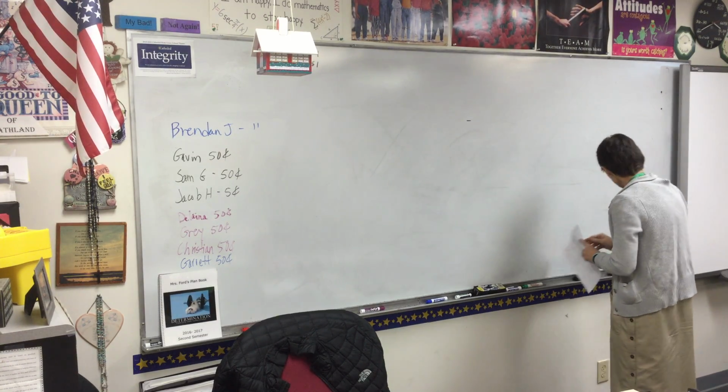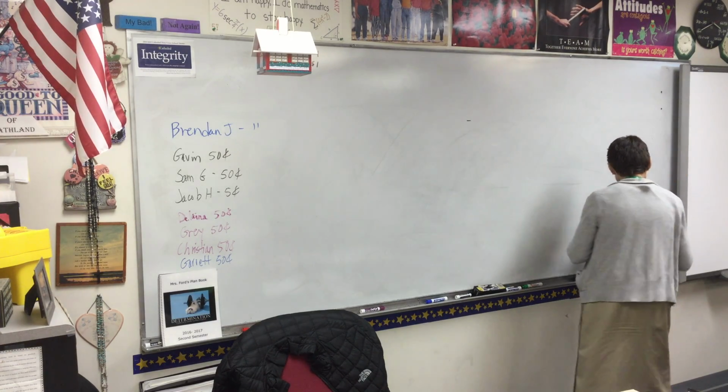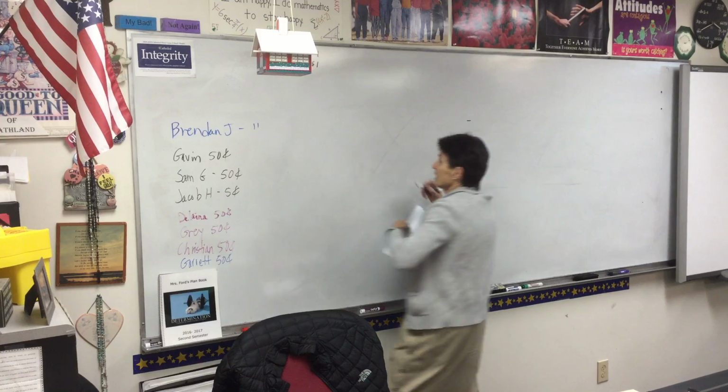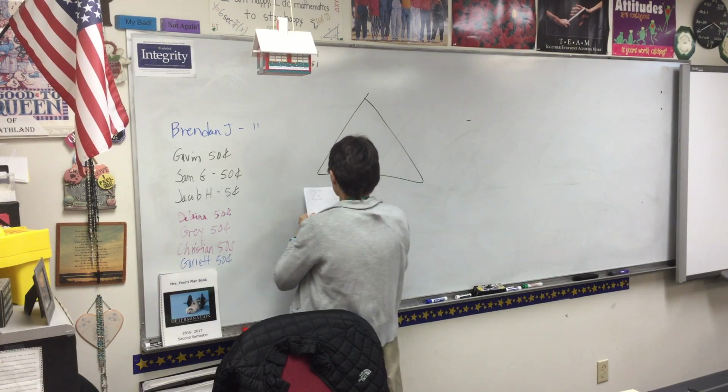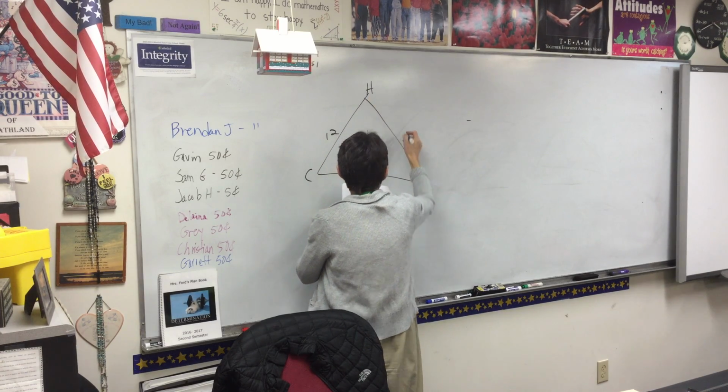So let's look at the next page of our notes, the next problem. So we're just on the back of page 7. And it says solve triangle ABC, or CHS. Well, shoot, we've done this before.